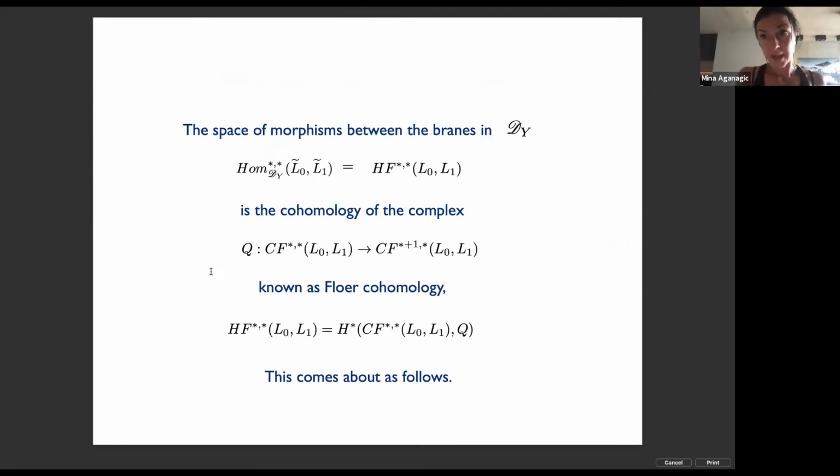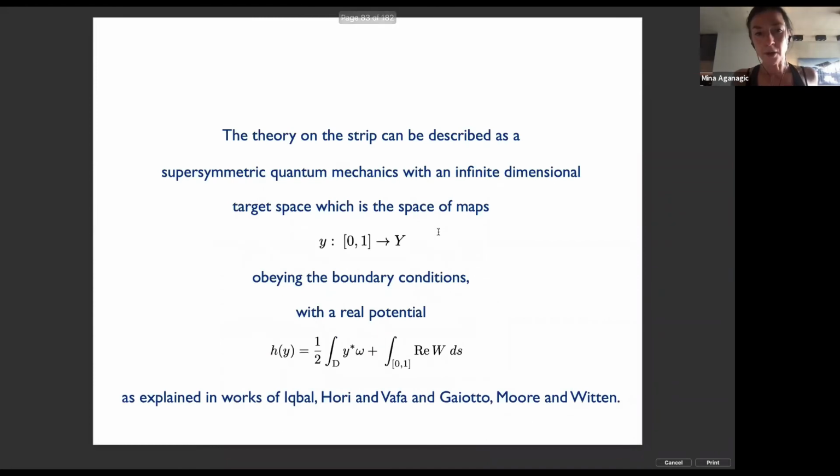So the actual space of morphisms or supersymmetric ground states is the cohomology of this complex. It's known as the Floer cohomology. Now, the way this comes about is somewhat non-trivial and goes as follows. The theory on the strip can be described as supersymmetric quantum mechanics with an infinite dimensional target space, which is the space of maps from an interval to Y, obeying the boundary conditions, with a real potential, which is a functional. This is explained in the works of Hori, Vafa, and Gaiotto, Moore, and Witten.